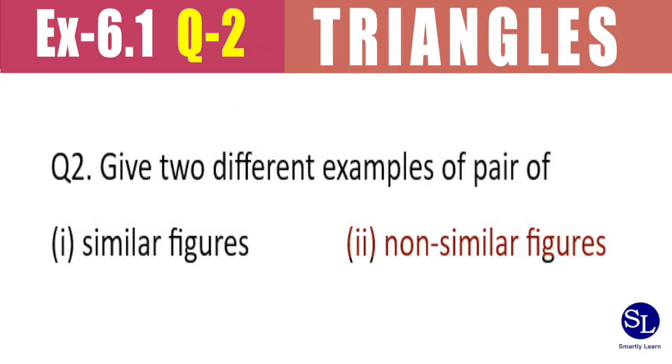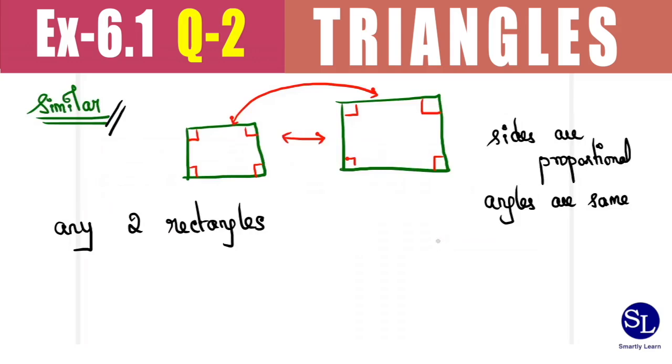Now the second subdivision, non-similar figures. When I talk about non-similar figures, the first thing we need to understand is that the angles are not the same. The sides may or may not be proportional. So with this criteria in mind, I can compare a triangle with a rectangle or a square.